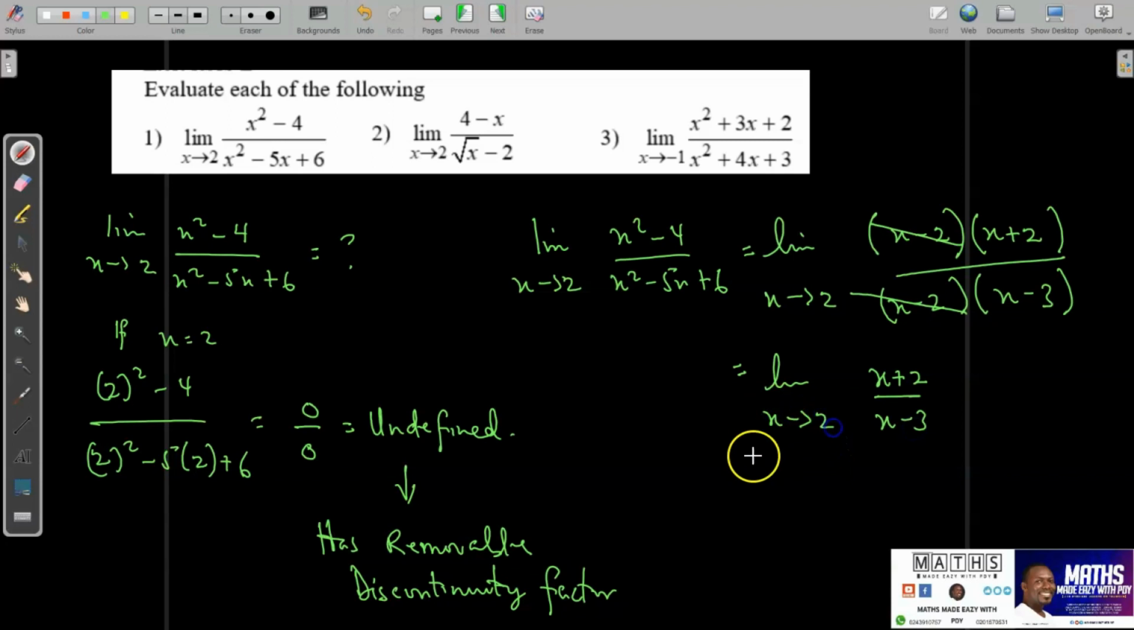2. At this point, we don't have any value that will make it undefined, because the value of x that we need to substitute in there is 2. So let's go ahead and plug it in. That will give us 2 plus 2 all over 2 minus 3. Final answer, we have 4 over negative 1, which is negative 4. Are you with me?